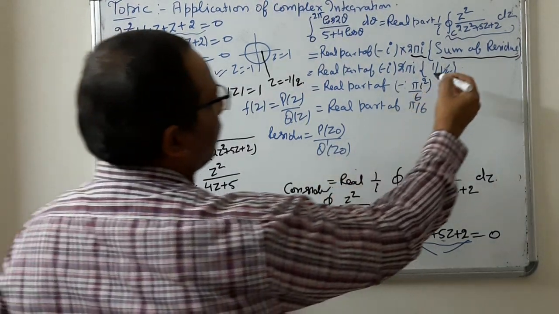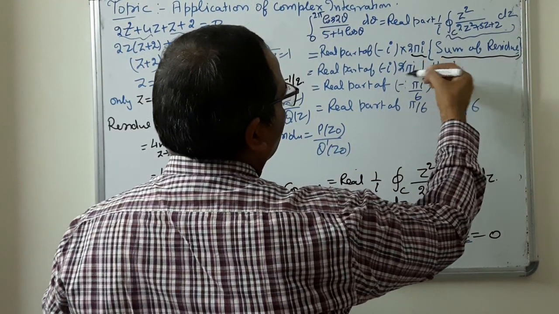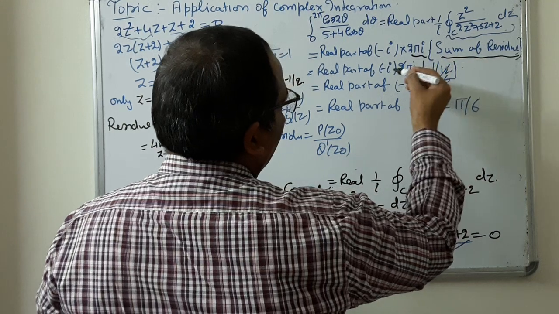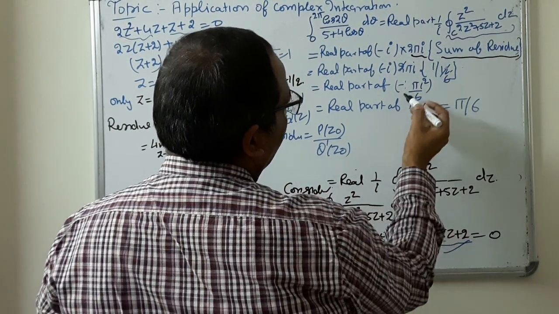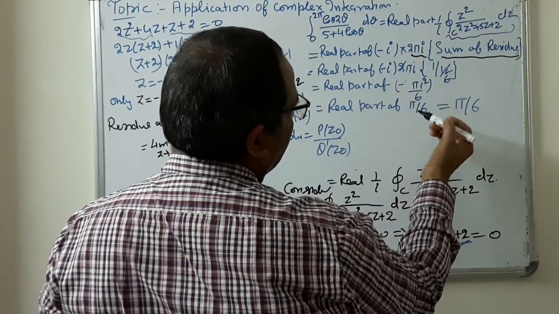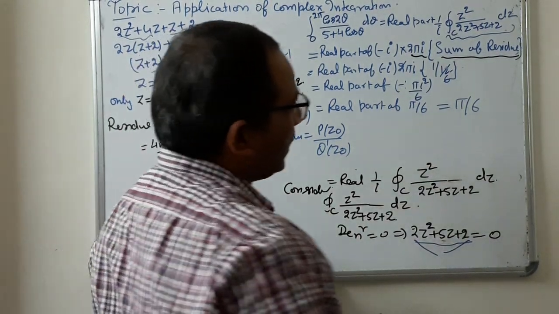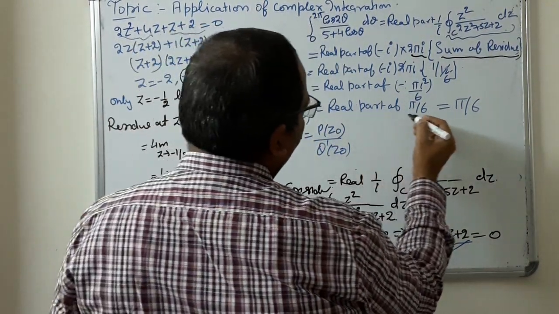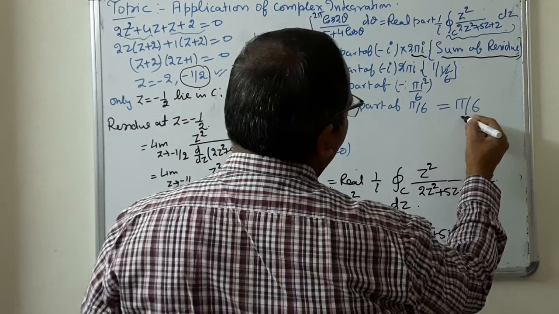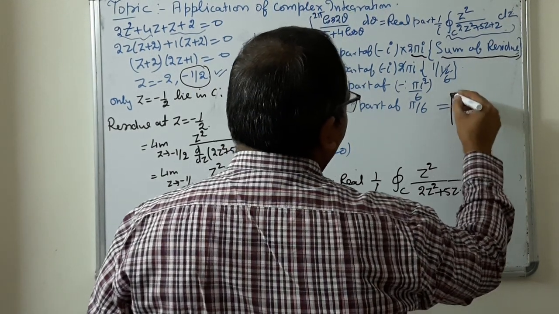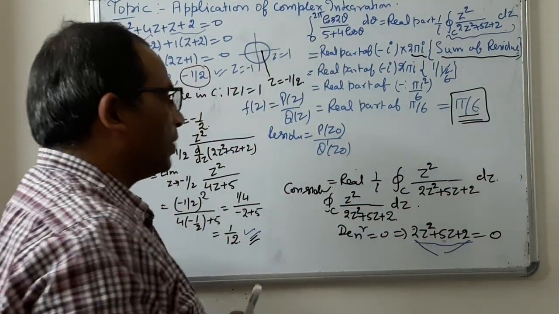upon 12. So put here 1 upon 12, cut this 2 to 12, that means 6 times, and i into i is i square, that means minus of pi i square upon 6, and the value of i square is minus 1. So we get real part of pi by 6, that is equal to pi by 6. So the answer of this question is equal to pi by 6.